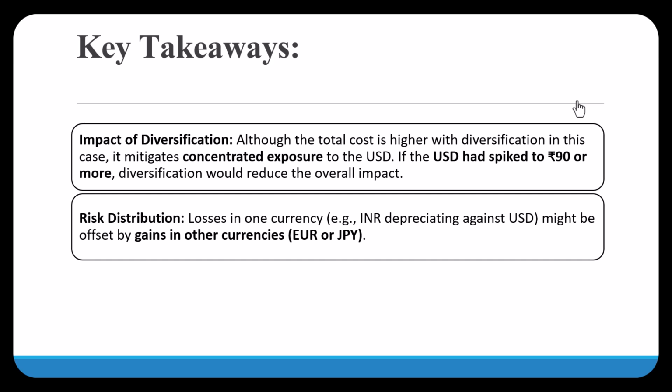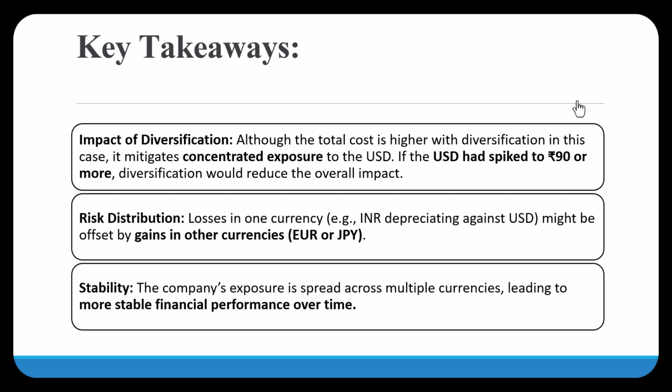Suppose that is the case, but in our example everything has actually gone up. But it can be in an actual situation that the currencies move in the opposite way, and it can protect and diversify your exposures and reduce your exposure. The company's exposure is spread across multiple currencies, leading to more stable financial performance over time. So, now I am going to show you an example where the currency risk has actually benefited.